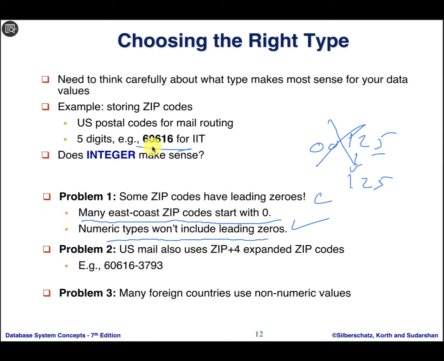Another problem is that US mail may use the expanded zip code, which has 4 extra digits, so I cannot use an integer here. And it's not only 5 characters in this case. We have another problem: what if the data stored in the database includes people from outside the United States, with a foreign address, using non-numeric values? Especially in my country, we don't use only numeric values to specify the code. So in this case, what are we going to do? It looks like the integer is not working.